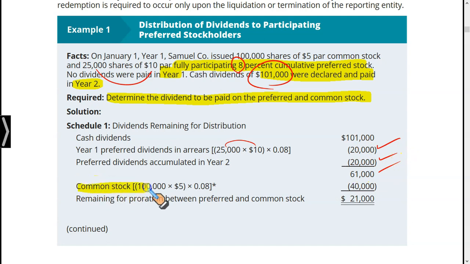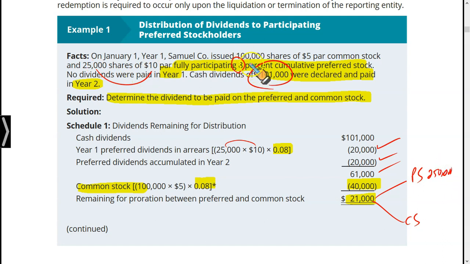We need to pay common stockholders the dividends. And what do we do? Common shareholders must receive an equal dividend as the preferred shareholders. Same percentage. So 100,000 shares outstanding at $5 par, 8%, that is $40,000. Right? So what remaining balance do we have out of this now? $61,000 less $40,000. This $21,000 will be shared between the preferred stockholders and common stockholders in proportion to the par value of their individual holdings. Preferred stock par is 25,000 shares times $10, that is $250,000.